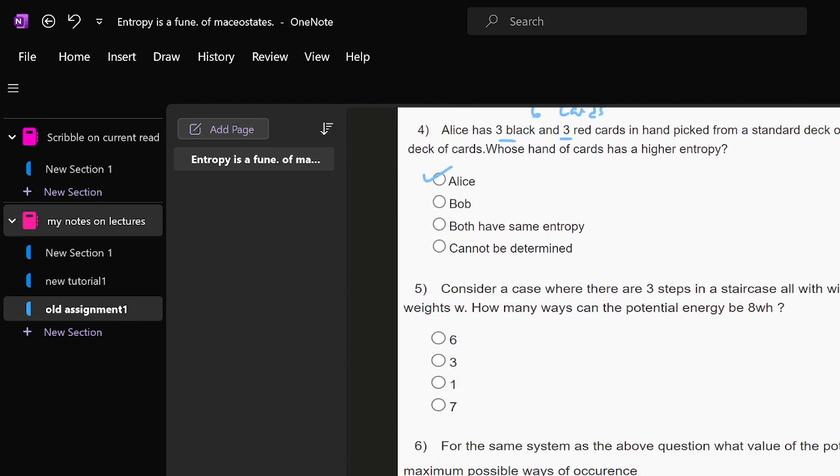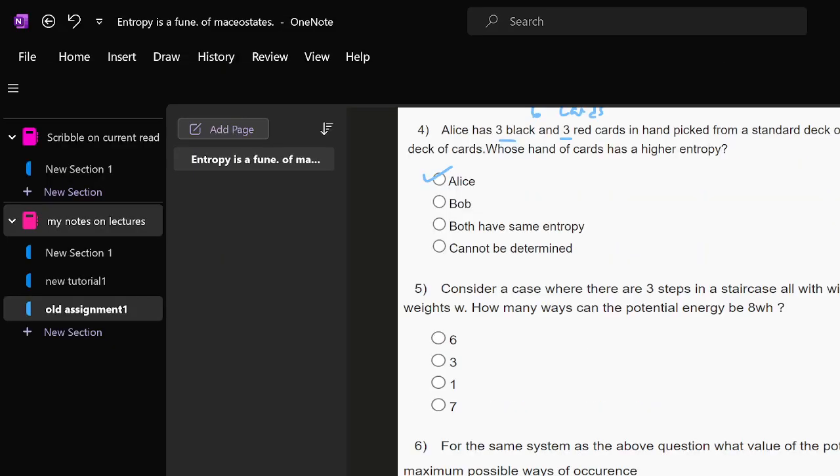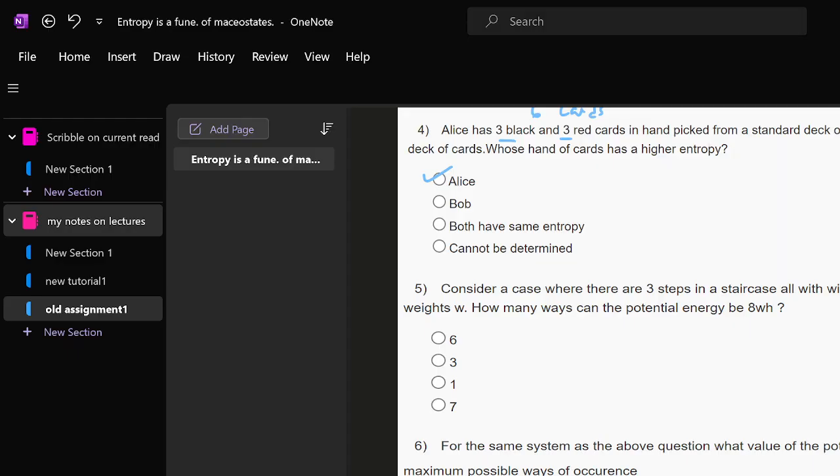Okay, so let me go full screen again. Yeah, so question number 5 is, one second, just, people are not being there. Right.